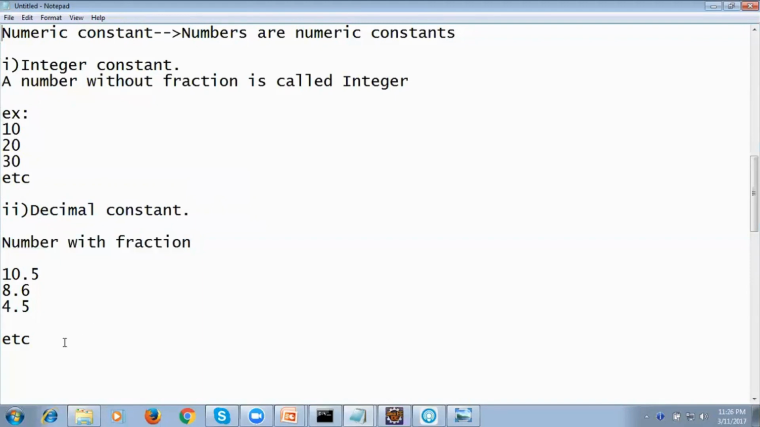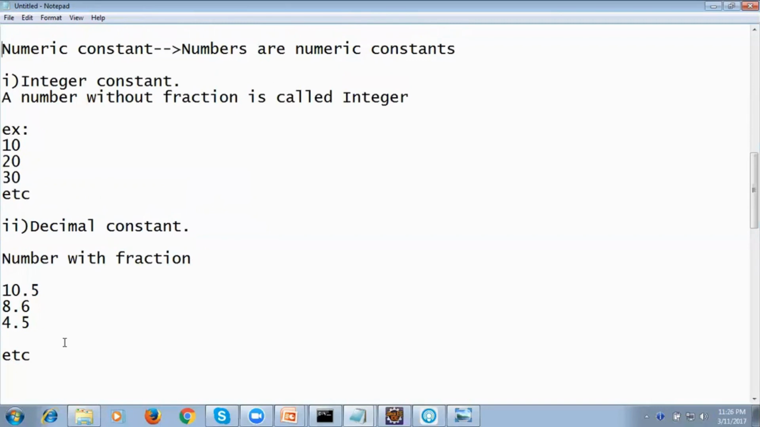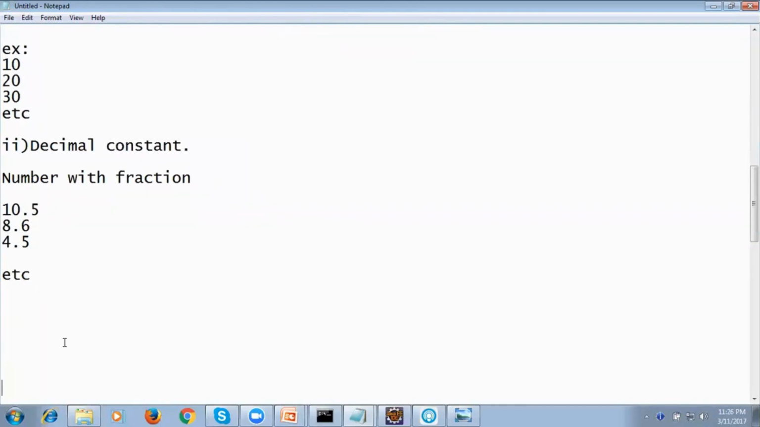Now, what is a numeric constant? All numbers are numeric constants. An integer constant is a number without a fraction; a number with a fraction is decimal. You have seen the examples there. And the last one is the Boolean constant. What is a Boolean? A Boolean is used to represent true and false. A Boolean represents two values, either true or false. These are called Boolean values.